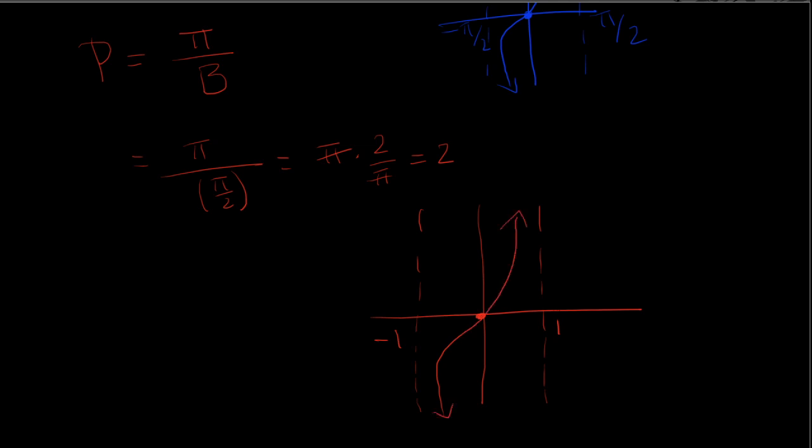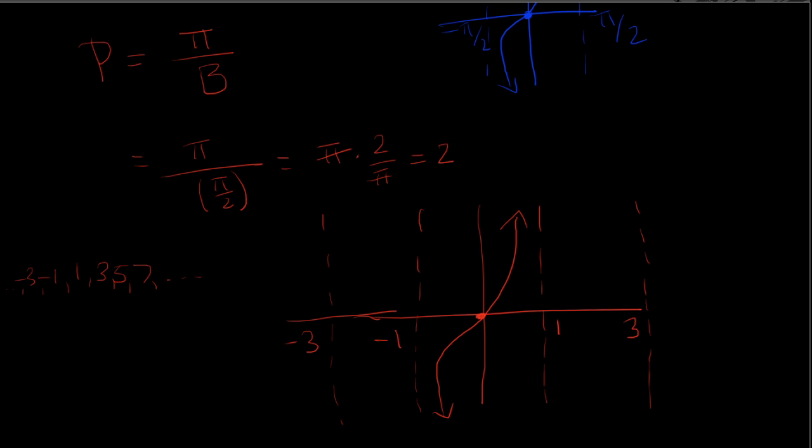It looks something like that. And since my period is 2, it's going to repeat every 2 units. So this will be 3, this will be negative 3, and so on. So the asymptotes occur at odd numbers, like 1, 3, and 3 plus 2 is 5, 7, etc.